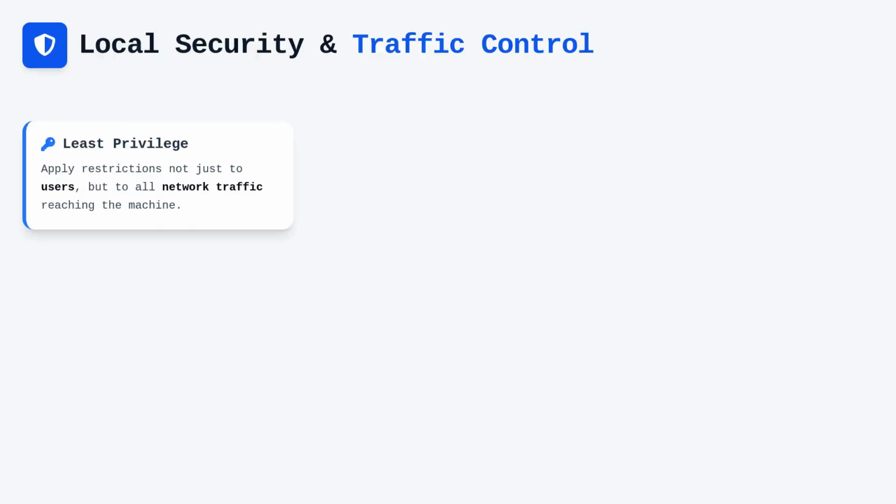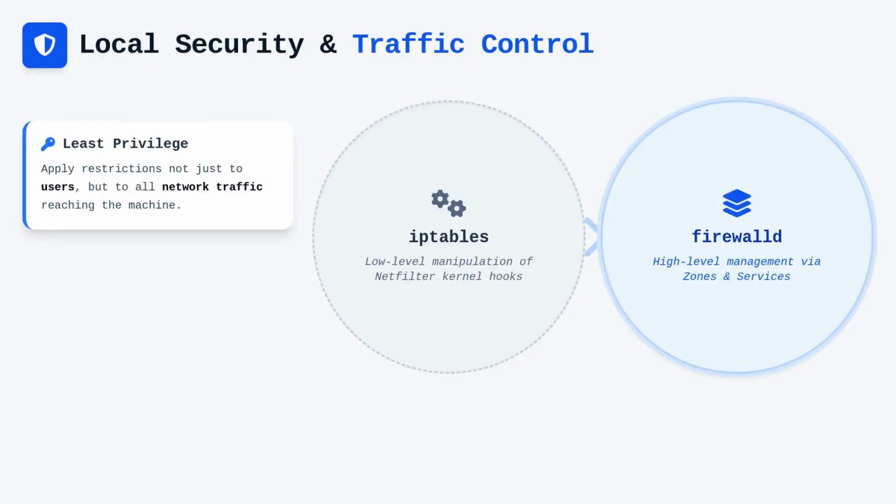Managing incoming and outgoing traffic is traditionally handled by filtering tools like iptables or the more modern front-end firewalld. While iptables operates at a lower level by manipulating netfilter hooks inside the Linux kernel, firewalld introduces the concept of zones and services to simplify complex rule management.